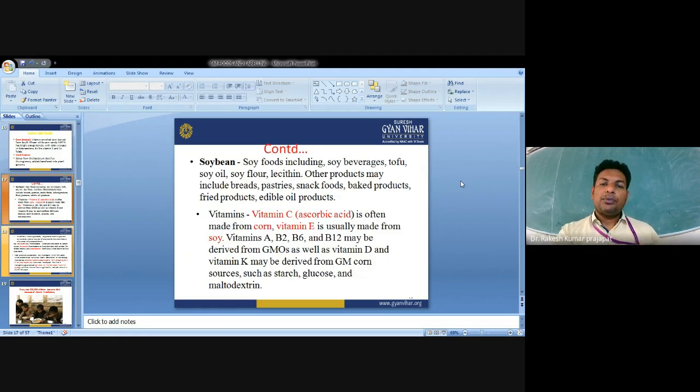Soybean and soya foods include soya beverages, tofu, soya oil, soya flour, lecithin, etc. These products may include bread, pastries, snack foods, baked products, fried products, edible oil products, etc. Similarly, vitamin C, that is ascorbic acid, is often made from corn. Vitamin E is usually made from soya. Vitamins A, B2, B6, B12 may be derived from GMOs, as well as vitamin D. And vitamin K may derive from GM corn sources, such as starch, glucose, and maltodextrin.